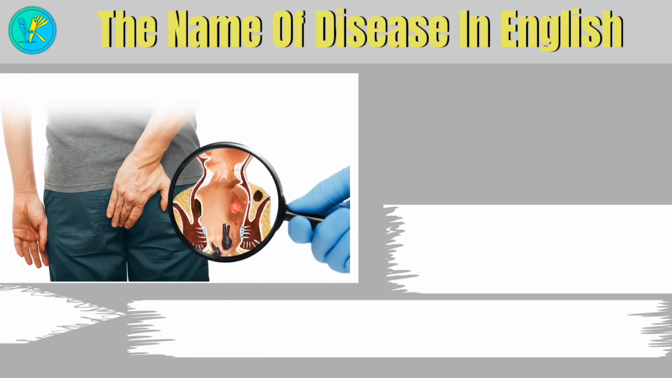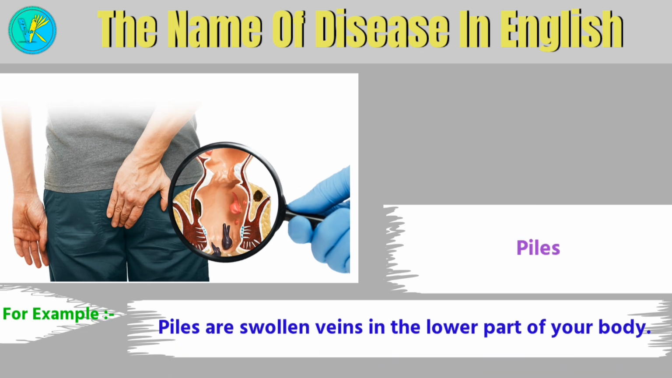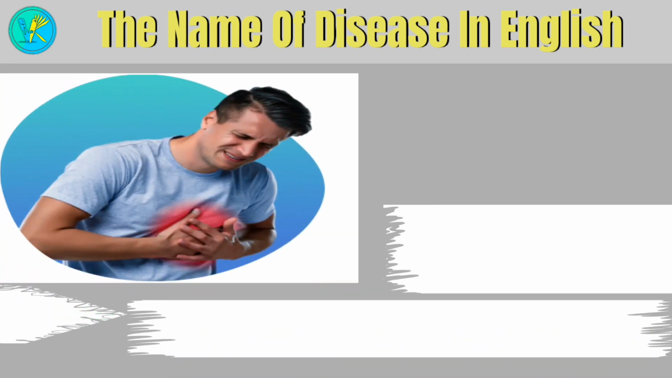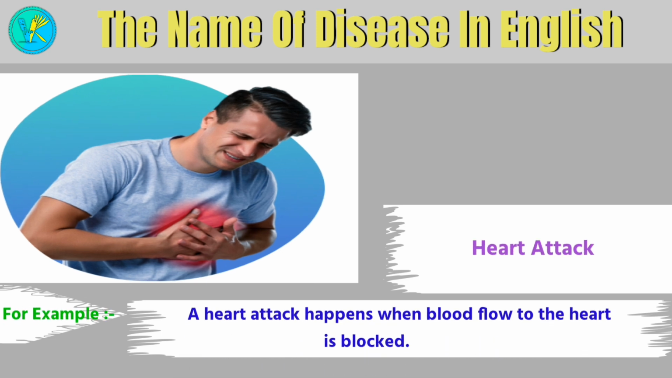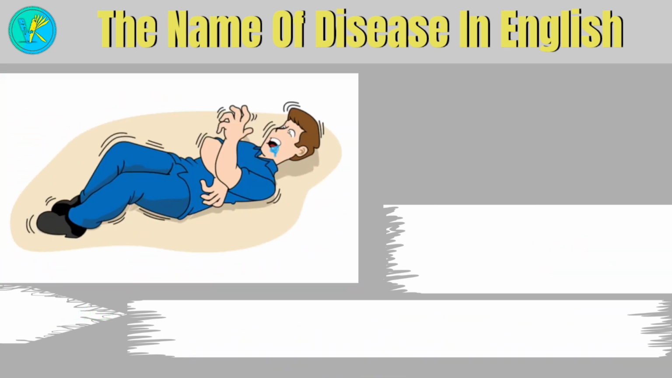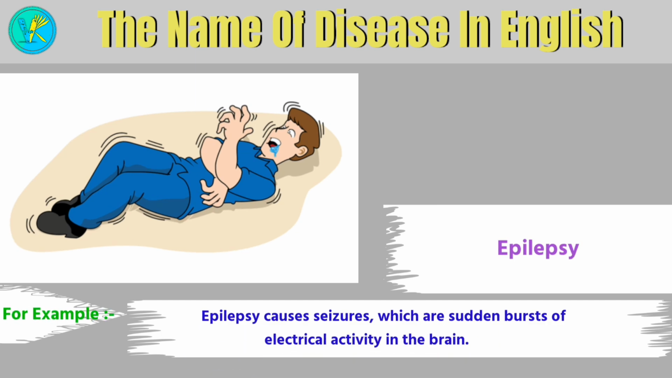Next, piles. For example, piles are swollen veins in the lower part of your body. Next, heart attack. For example, a heart attack happens when blood flow to the heart is blocked. Next, epilepsy. For example, epilepsy causes seizures, which are sudden bursts of electrical activity in the brain.